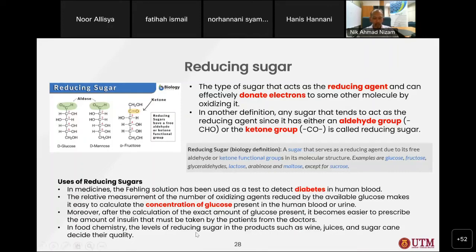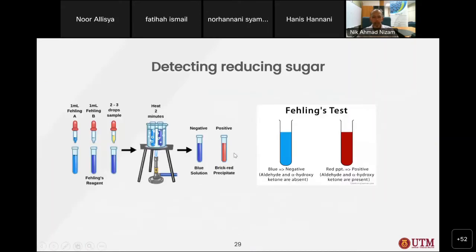In food chemistry, the level of reducing sugar in products such as wine, stew, and sugarcane decides their quality. Because of this reducing sugar, the technique that I told you about, which we use to determine the sugar content in our blood, is based on this Fehling solution. It's based on the sensor. So this will sense the ability of this reducing sugar, glucose, to reduce something, and this is how we detect reducing sugar.